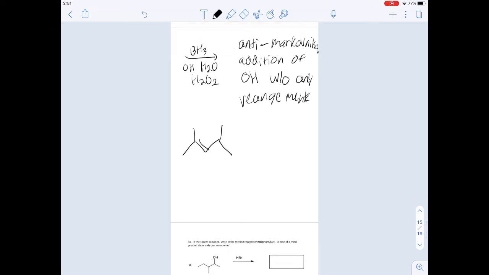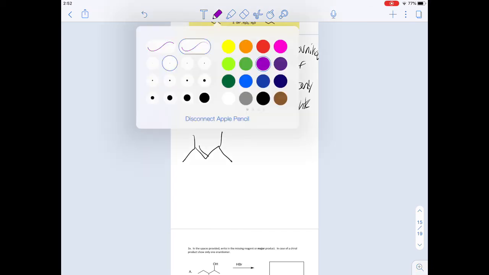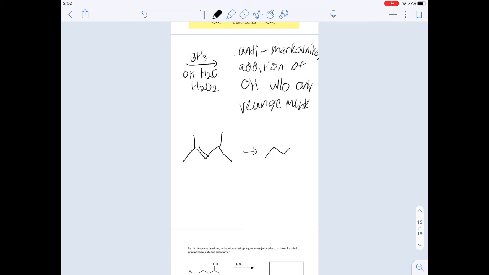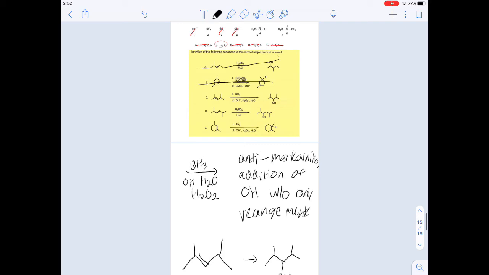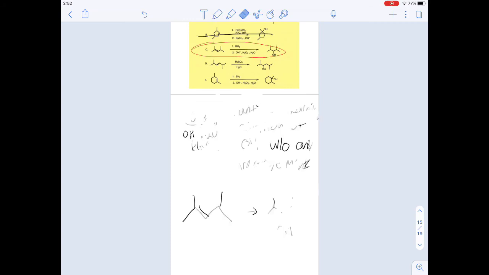The double bond is here, and if you didn't know that it was an anti-Markovnikov addition, you would be tempted to add the OH to this side, but because this is an anti, you're going to add it to the least substituted side. So your product is going to look like this. And that is actually the product that they have there. So C is going to be your answer. But we can go through the rest of the other ones and see why those would not be the answer. Okay.